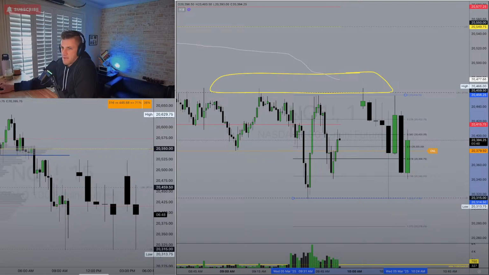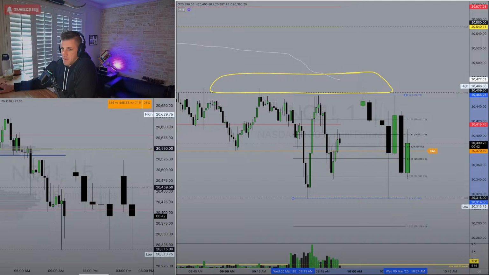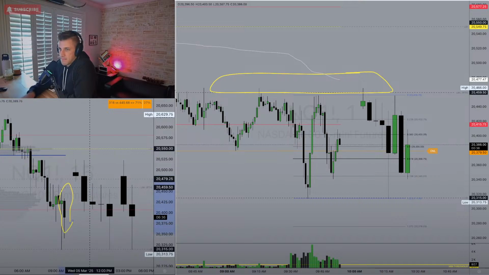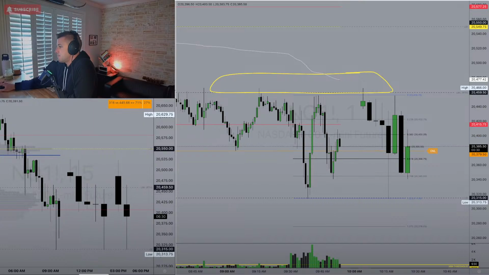So NQ, that prior 15-minute bar, almost hammer shaped there. The second one is not yet negated, that prior bar, right? So let's see how these next 6.5 minutes shape up.